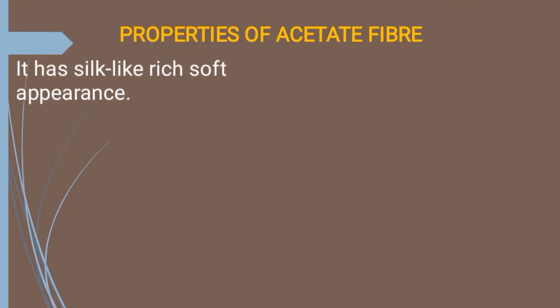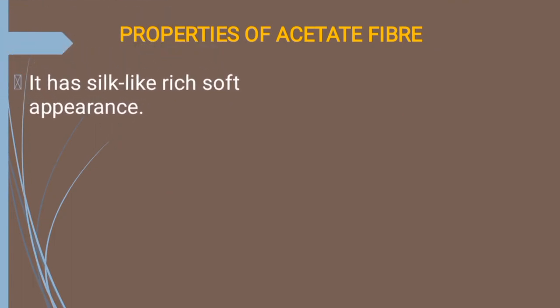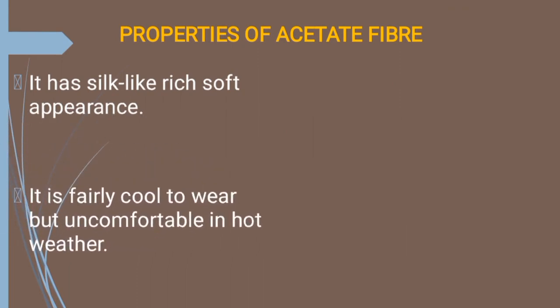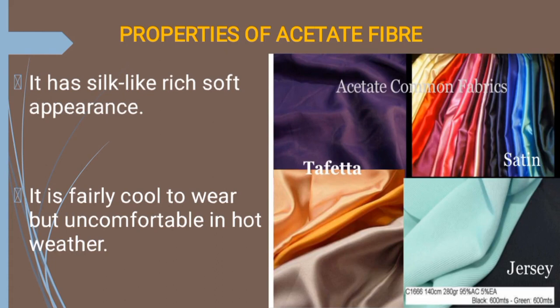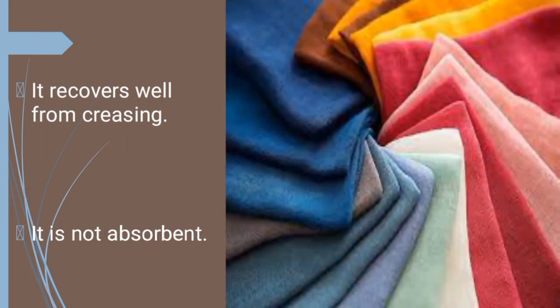Properties of acetate: it has a silk-like, rich, soft appearance. It is fairly cool to wear but uncomfortable in hot weather, meaning when the weather is hot, you will not be comfortable wearing a fabric made of acetate fiber. As you can see, these are the various types of fabric that are made from acetate. It recovers well from creasing. It is not absorbent, meaning it doesn't easily absorb moisture. That's what I mean by it is not absorbent. So this is an image of fabric made from acetate fiber.